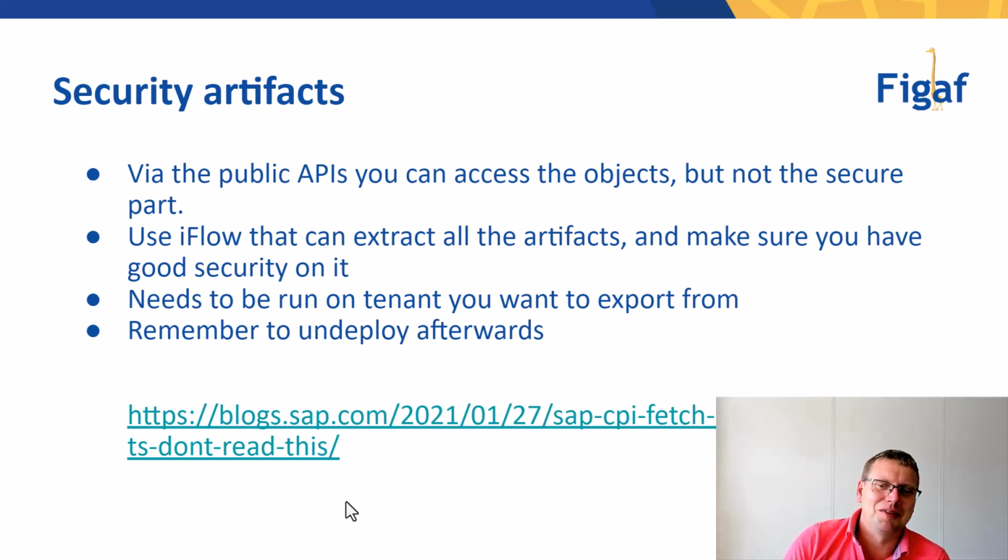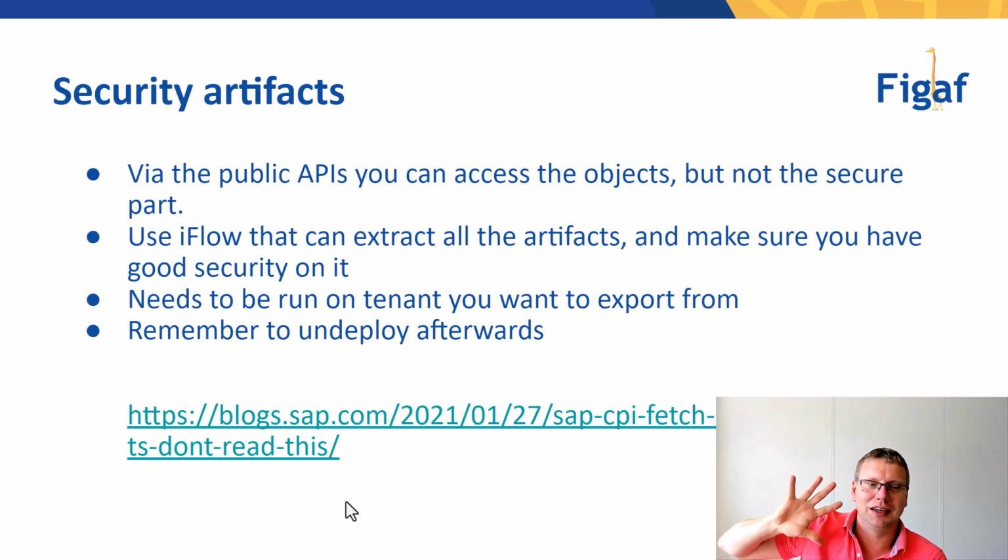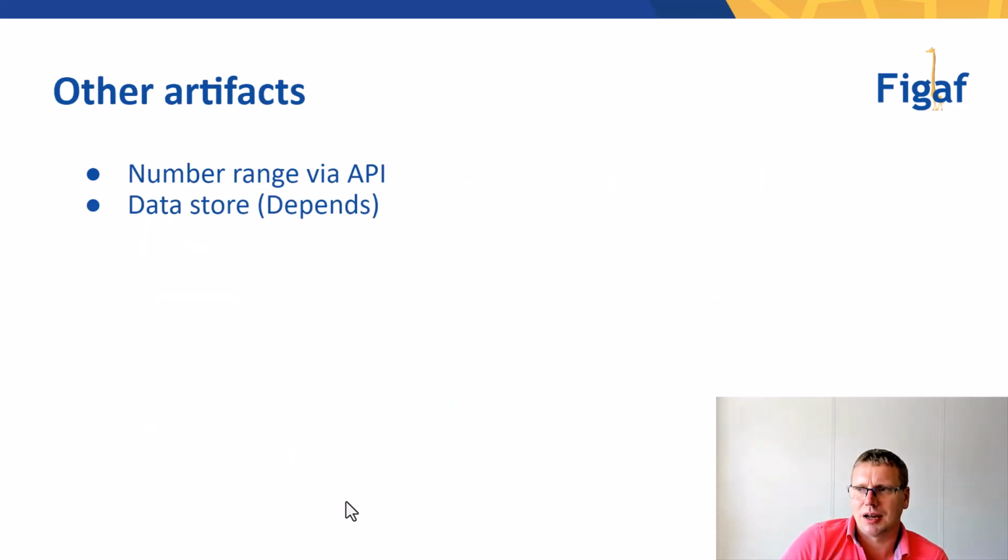It's not really the recommended approach, but there's no real other way to do this, unless you know that your password safe with all of these artifacts is correct. Then that is a way to do it. But I think this is the best approach for it. There are some other artifacts, like number ranges, and I think the Postman collection will give you a good understanding of what needs to be done there.